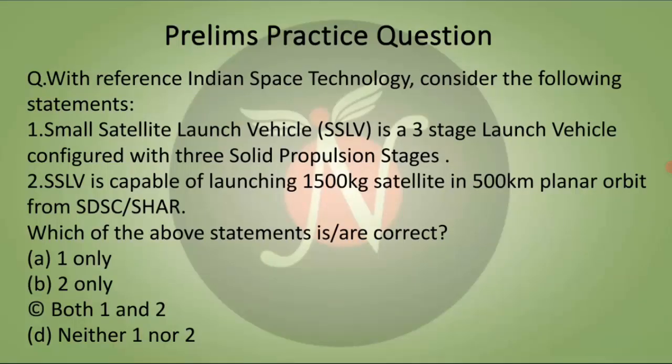Now we will come to our today's prelims practice question. With reference to Indian space technology, consider the following statements. Small Satellite Launch Vehicle is a 3-stage launch vehicle configured with 3 solid propulsion stages. SSLV is capable of launching a 1500 kg satellite in a 500 km planar orbit from SDSC SHAR. These are the names of the launch pads. Which of the following statements is correct? Pause the video, try to answer.